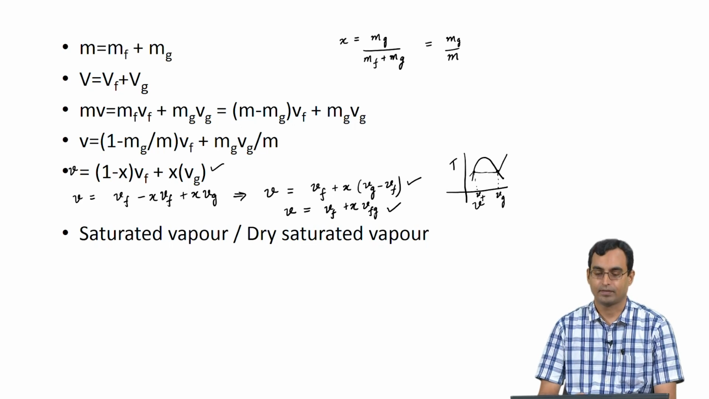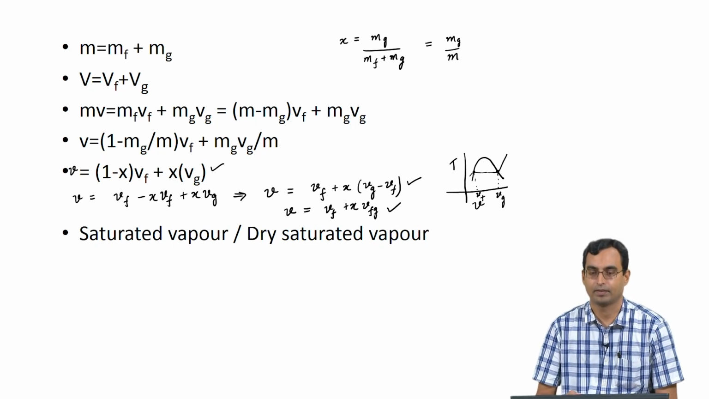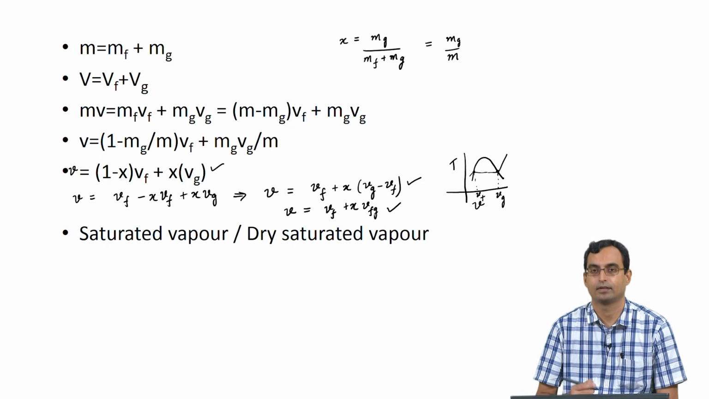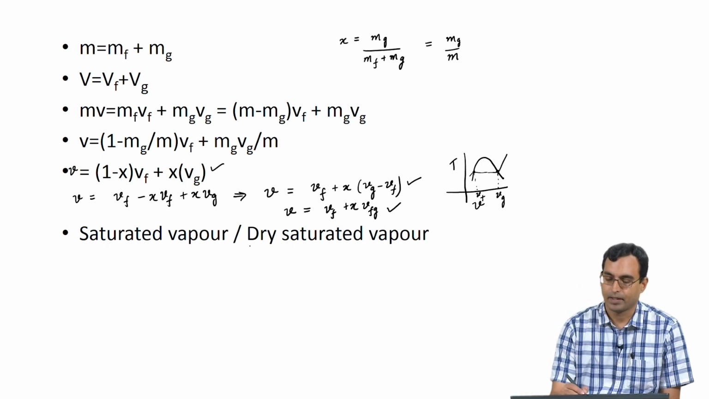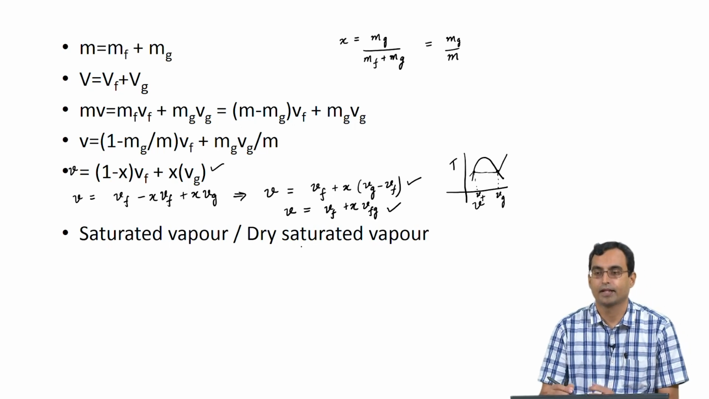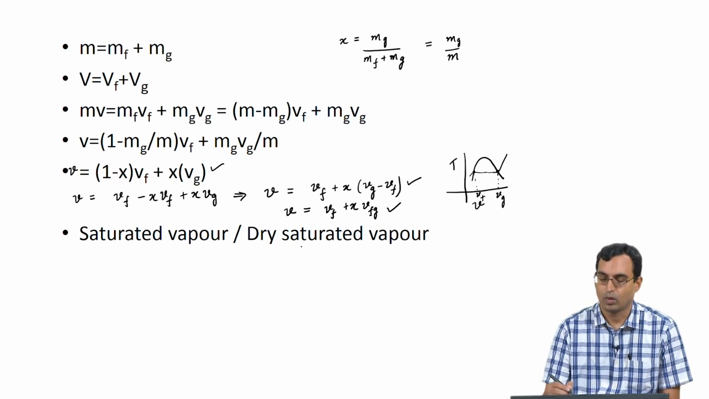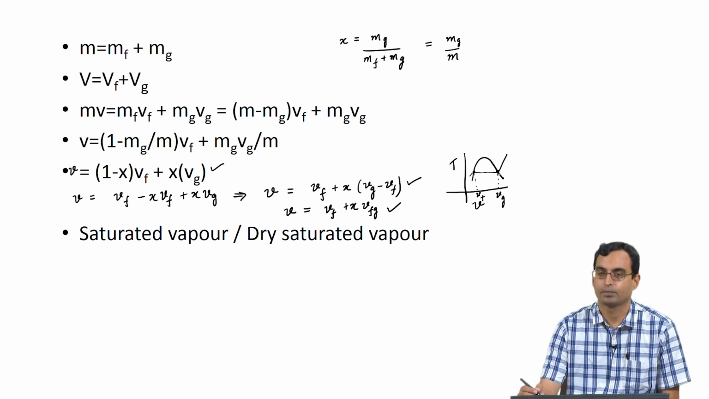So, I have the same thing written in 3 different ways. We can use either of them depending on what is convenient for us when we look at some problems in this area. The saturated vapor here is sometimes also called dry saturated vapor, to emphasize that the quality or dryness fraction at this point is 1.